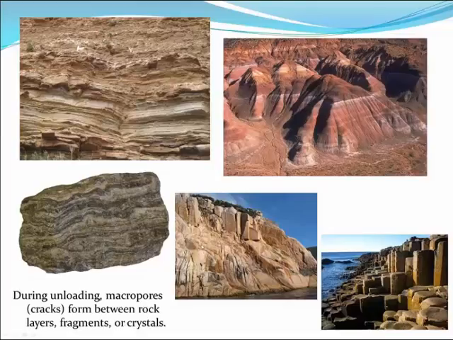Here's a picture of igneous rock, and you can see it's much more massive. There are certainly cracks in it, but they're not as thinly bedded as the gneiss or the sedimentary rock. And here you can see basalt, which is another igneous rock, and you can see the columnar structure that forms. Very interesting type of rock.